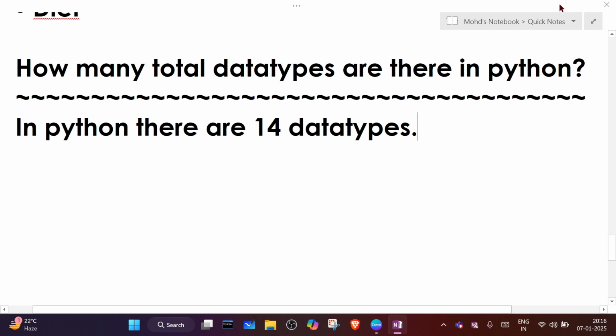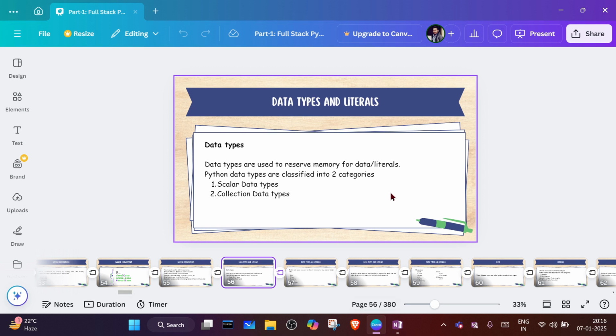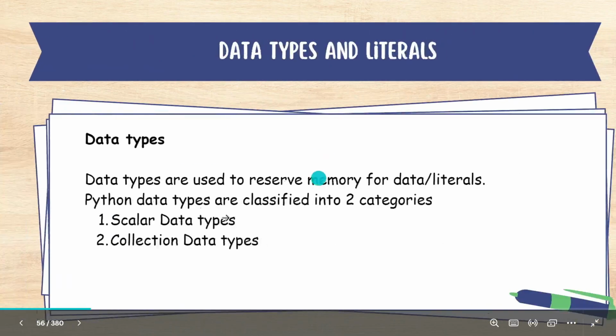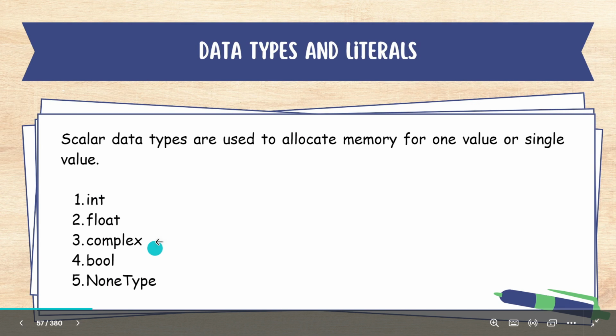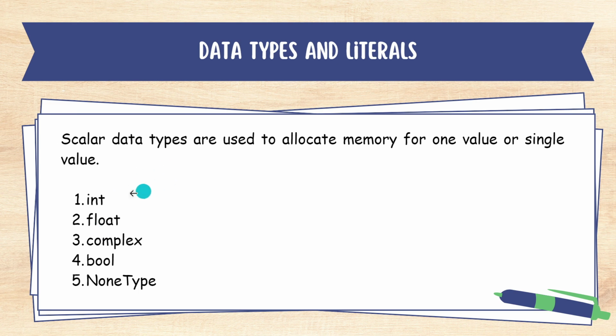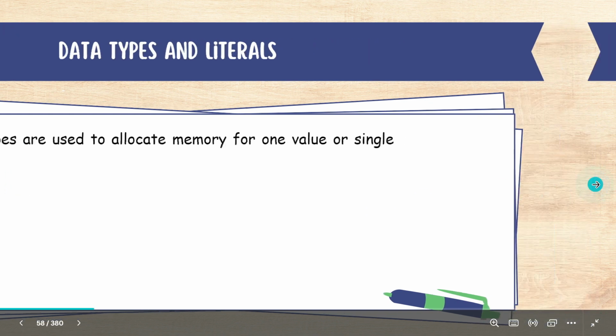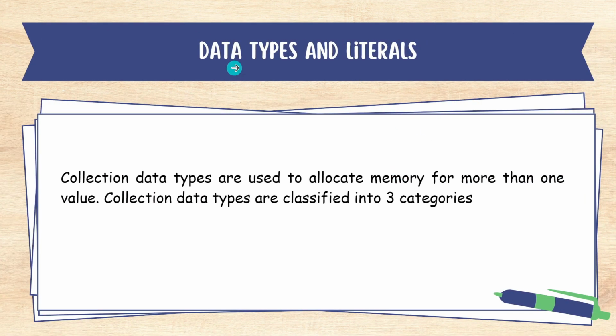Okay, let me show you now. Let's come back to our slides. Our Python data types are divided into two categories: scalar data types and collection data types. These are scalar data types, like integer, float, boolean, none type. Collection data types are used to allocate memory for more than one value, a collection which holds more than one value.